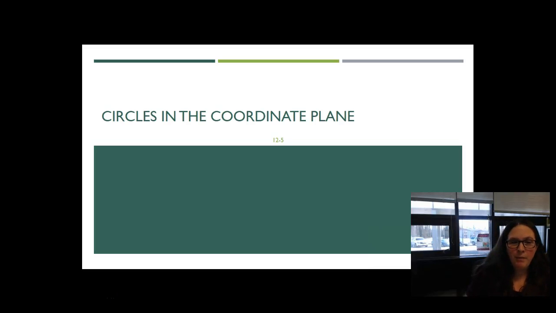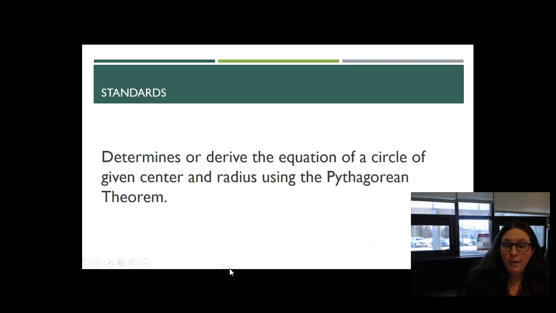So the next section that we're working on deals with circles in the coordinate plane, and I have to tell you guys, circles are one of my favorite parts of geometry. As we go through the standards that we're working on today, we determine or derive the equation of a circle of a given center and a radius using the Pythagorean theorem.